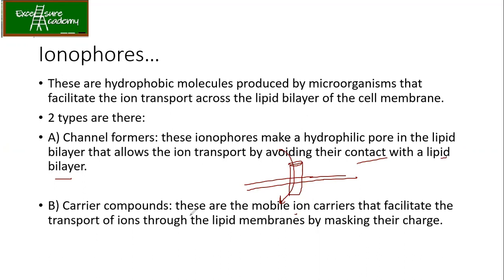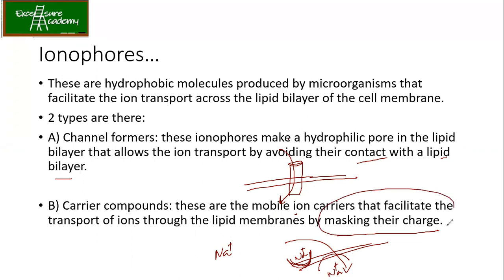Now, carrier compounds. These are mobile ion carriers which facilitate the transport of ions through the lipid membranes by masking their charge. Let us say that there is Na plus; it cannot directly come in contact with the hydrophobic area, right? So these proteins will interact with Na plus and then they will flip, and Na plus will be taken to this side, masking its charge and without coming in contact with the hydrophobic area. Okay, simple.